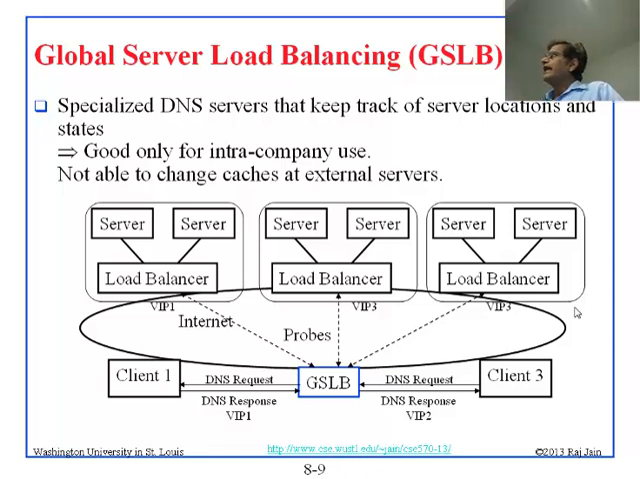All right? And not only is it sending the pings, because this is designed by the company which is making all this, they could also put that this address is in China, this is in India, this is in USA. If the client is coming from USA, they will give this address. If the client is coming from China, they will give this address. So this is a smarter DNS. A specialized DNS server that keeps track of the server location and states. So there are two things they know.